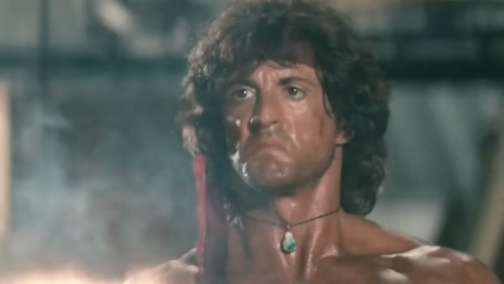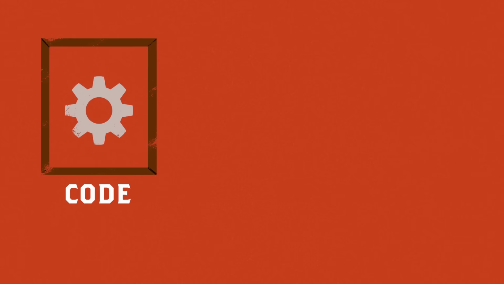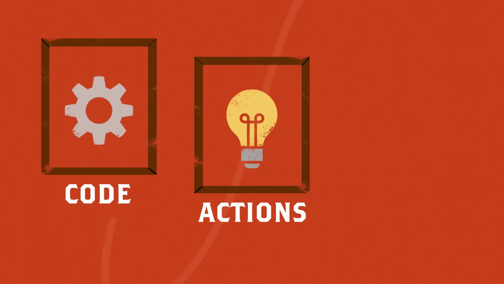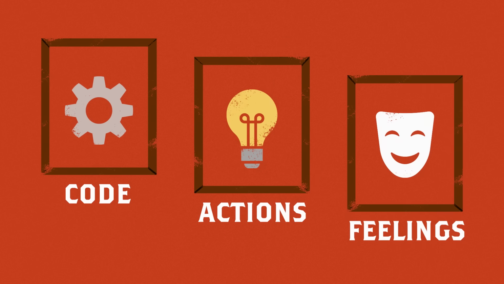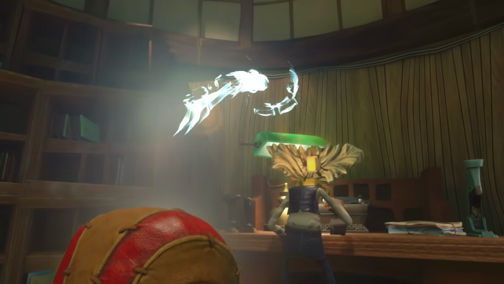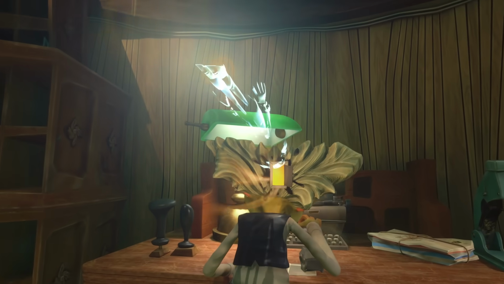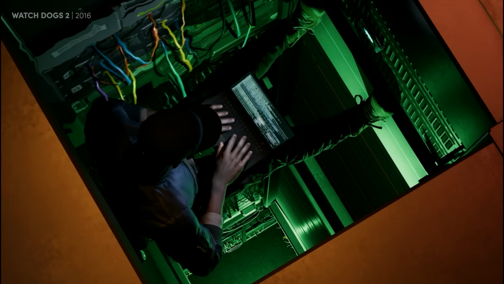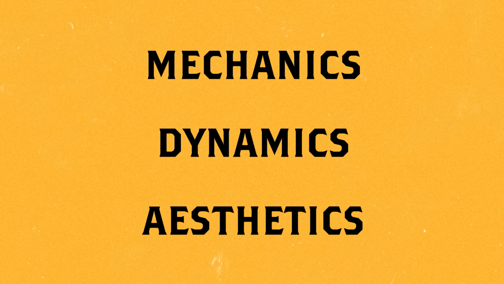To put it another way, mechanics happen in the code, dynamics happen in the player's actions, and aesthetics happen in the player's feelings. Now, unfortunately, game designers can't just go inside the player's head and directly alter their actions or feelings, but they can change the code. And because MDA describes a causal relationship, these changes will cascade down and alter the dynamics and aesthetics.